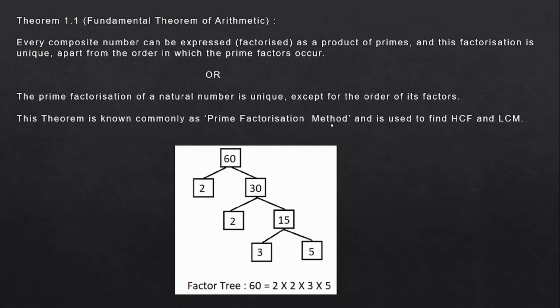This prime factorization method, or this fundamental theorem of arithmetic, is used to find HCF and LCM. If you see the example on the screen, this is the method to find the prime factorization using the factor tree method, where we start by writing the number as a product of two factors, where one is prime and the other is the other factor. So 60 is 2 times 30, 30 is written as 2 times 15, 15 is further factorized as 3 times 5. The last level of the factors, which are 2, 2, 3 and 5, are the prime factors of the number 60.